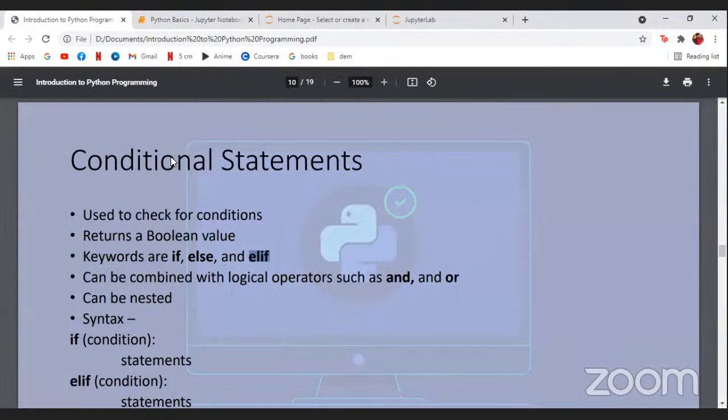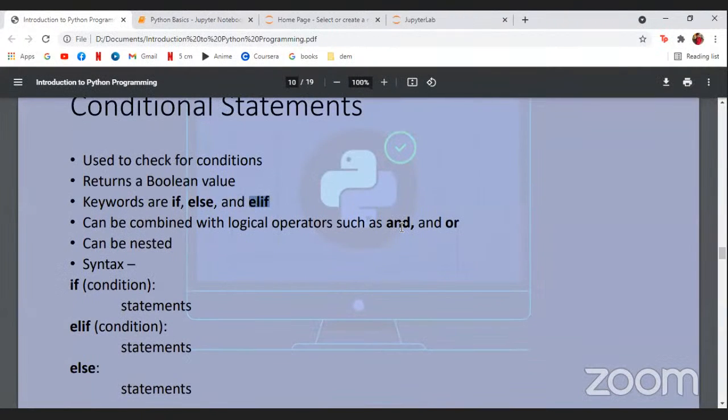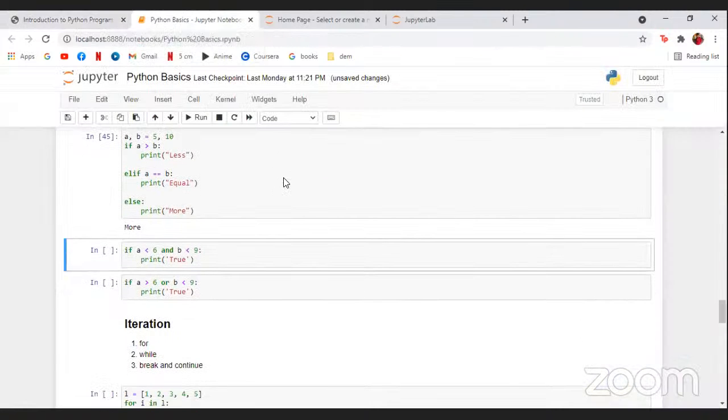Okay. Now, I told you about logical operators, which are and or. There are also more logical operators, but you don't need them. So and or are only usually used in case of conditional statements, but sometimes in other places, but mostly here. So what this does is when you want to check for multiple conditions at the same time, you use and or you use or, depending on what your condition is. So if you want both the first condition and the second condition to be true, that means you want A less than 6 and B less than 9, you'd use an and.